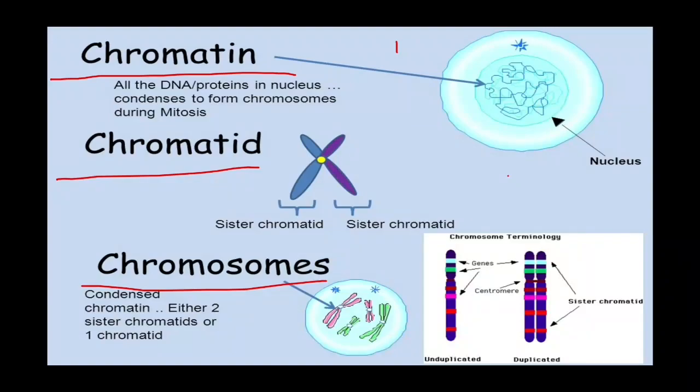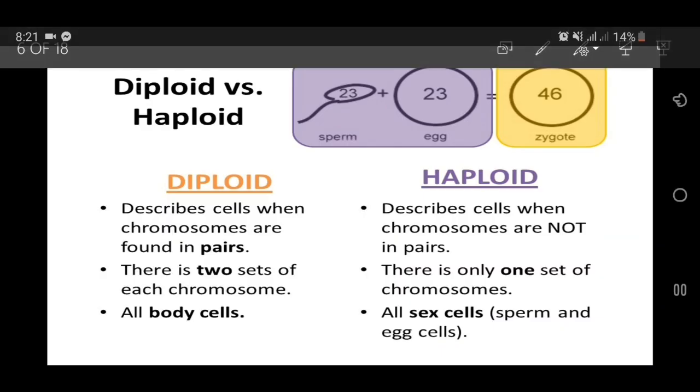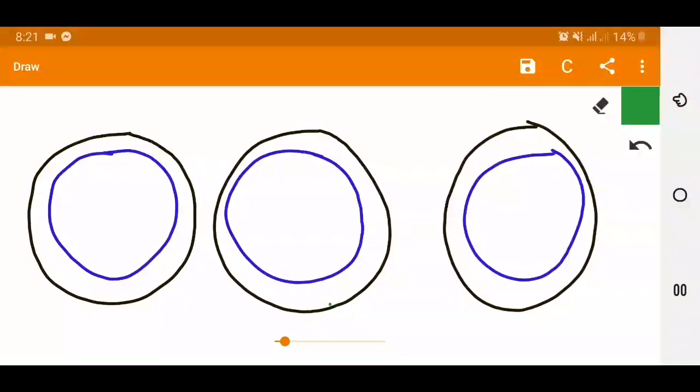Now, let's try to identify the difference between chromatin, chromatid, and chromosome. But before we do that, let me tell you first that all of these three are made up of the same material. They are all made up of DNA and proteins. The only difference is how they are arranged inside the nucleus. So, to help us identify, I have here a diagram.